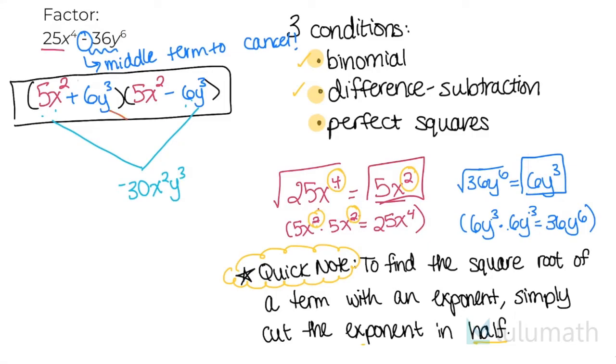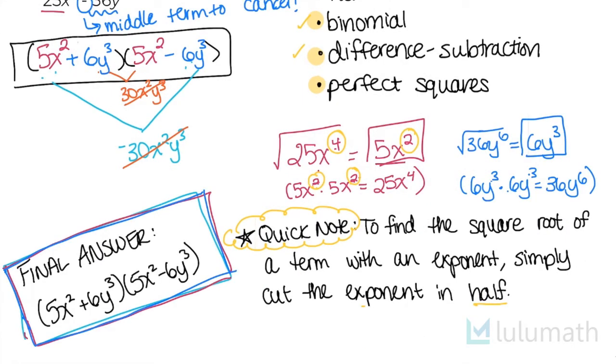For my inner, 6y to the power of 3 times 5x squared, 6 times 5 is 30, and then we have x squared, and then y to the power of 3. Again, order does not matter when we are multiplying. So this 30x squared y cubed and this negative 30x squared y cubed cancel each other out, which is exactly what I'm hoping would end up happening. So that means this right here will be my final answer.